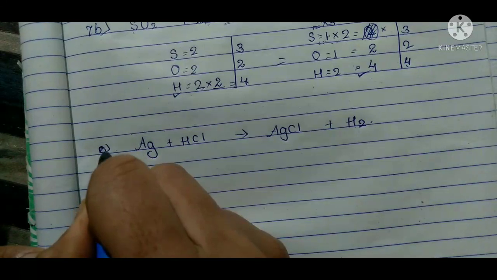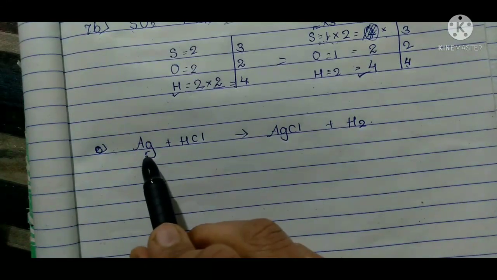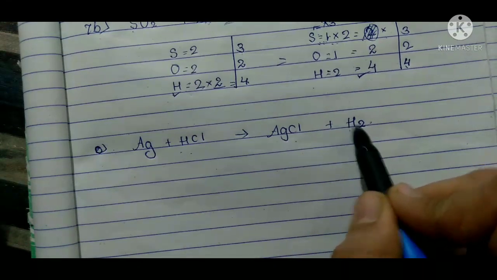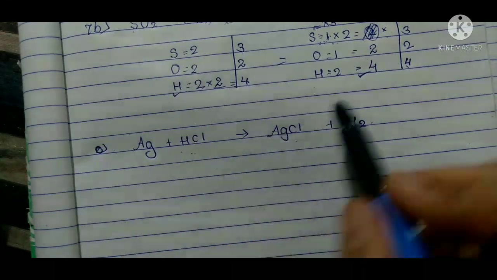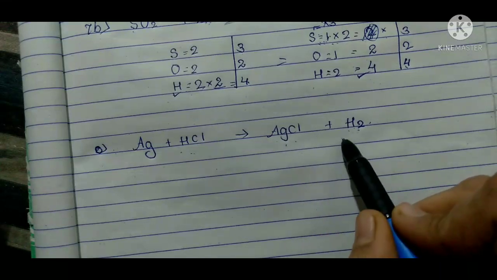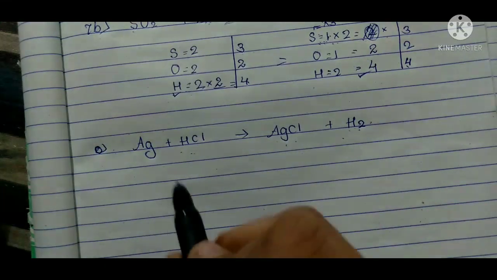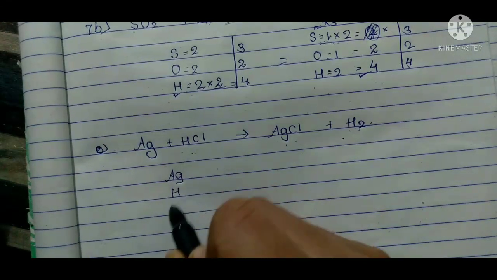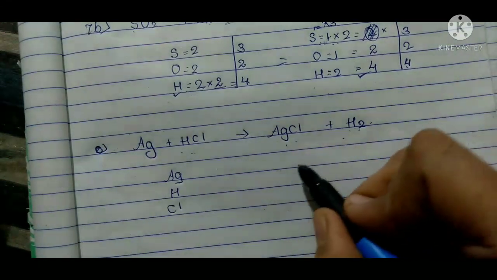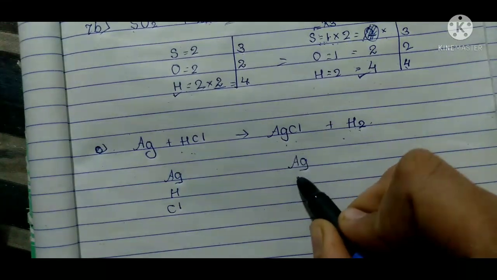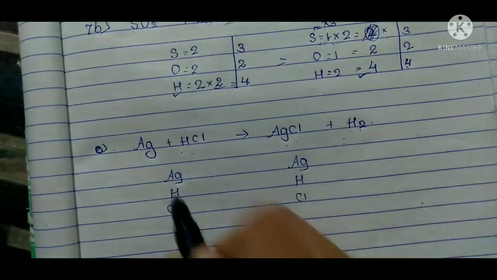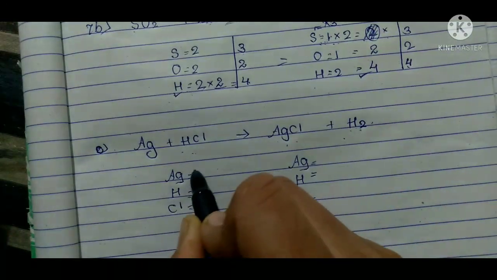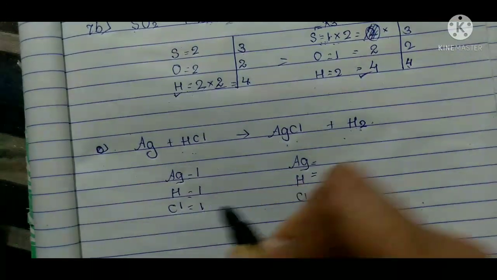Third one, 7C, Ag plus HCl, you will get AgCl plus H2. This is silver plus hydrochloric acid. What you will get? Silver chloride plus hydrogen. You have to balance. So write the symbols Ag, H and Cl. Now what will you write? You will write the number of atoms. Ag is 1, hydrogen 1, chlorine 1.